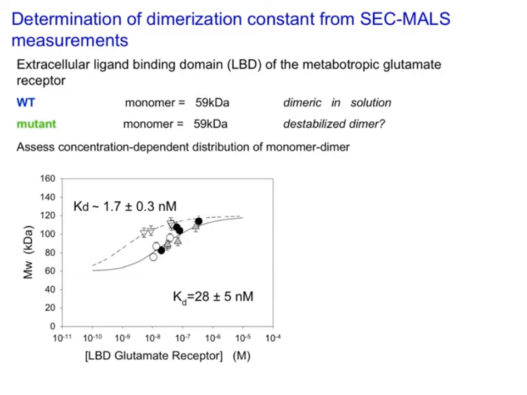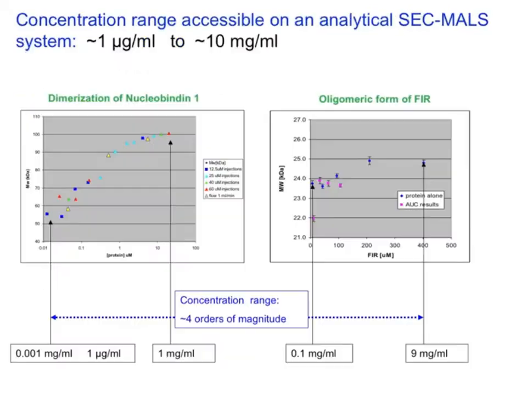We also used SEC-MALS to illustrate that binding of glutamate stabilizes the dimer and shifts the dimerization constant into a single digit nanomolar value.